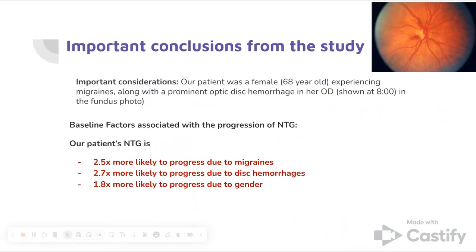If we look at some of the important conclusions from the study, not only was our patient female, she also was experiencing migraines and had a prominent optic disc hemorrhage. If you look at the baseline factors associated with the progression of normal tension glaucoma, you are 2.5 times more likely to progress due to migraines, 2.7 times more likely to progress due to hemorrhages, and 1.8 times more likely to progress due to gender.